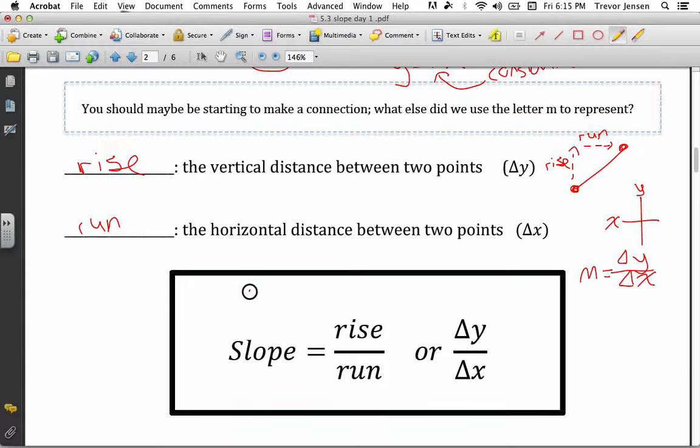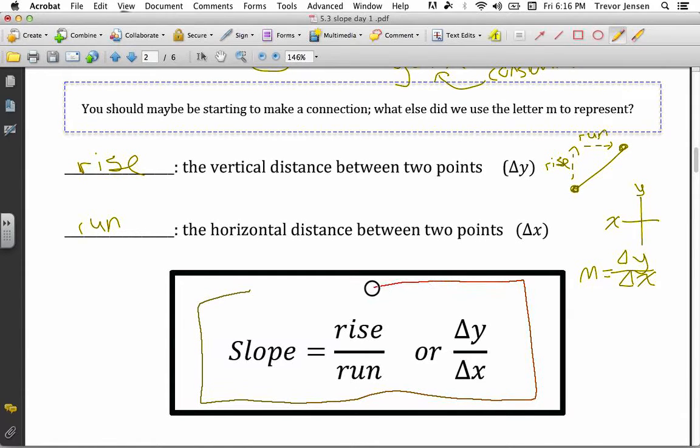Okay, so here's that equation there. Slope equals rise divided by run, so the ratio of rise to run. Or we can write that as change in y divided by change in x, because rise is the vertical distance between 2 points, so the change in their y-coordinates, and run is the horizontal distance between 2 points, which is the change in their x-coordinates. So you could write it either way: rise divided by run, or change in y divided by change in x.